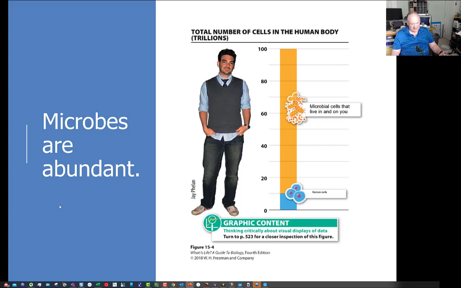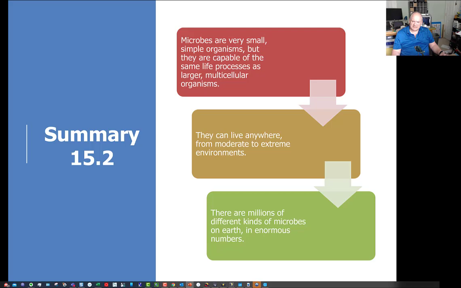And transiently too, we're learning, because of PCR, the technology that we talked about in the lab, we're finding microbes in urine and blood and various things, in very low amounts. At first, we used to consider those sterile, but we're actually finding microbes from time to time that do spill into them. Microbes are small, as we know. They can live anywhere, and there are millions of different kinds of microbes on the earth, enormous numbers.